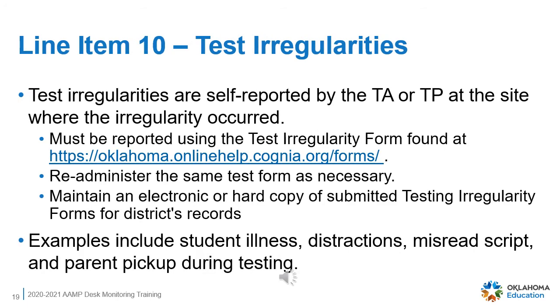A test irregularity is considered as something out of the ordinary that does not actually affect the outcome of the test. So this would be something like student illness, distraction, maybe a misread script, maybe a student was given the wrong accommodation on the day of testing. A test irregularity does not require a student to retest, but the student may be re-administered the same test form. In some cases, all irregularities are self-reported by the person who observed the irregularity. The irregularity is reported using the test irregularity form. That form is found at the Cognia Help and Support site.